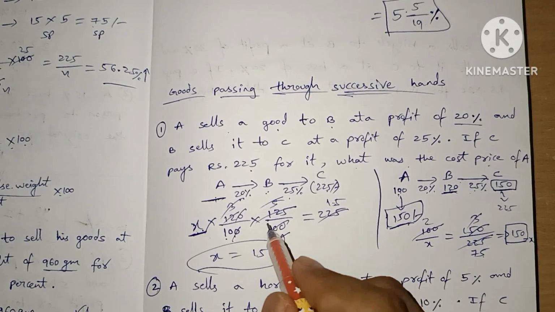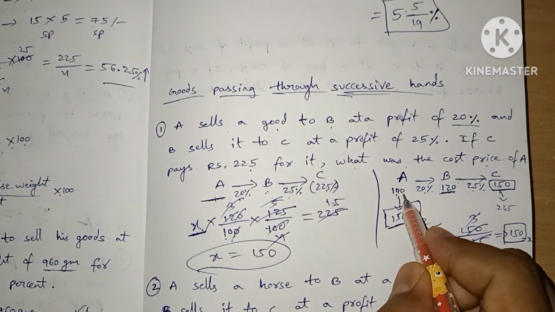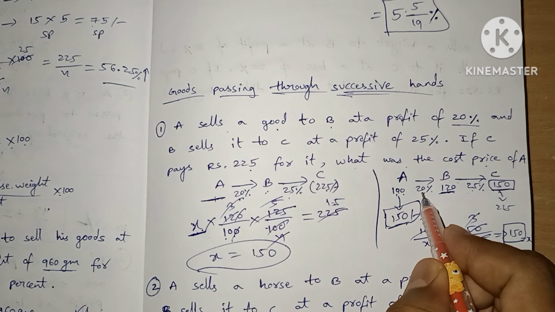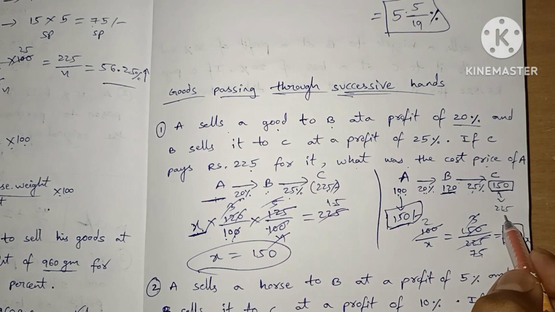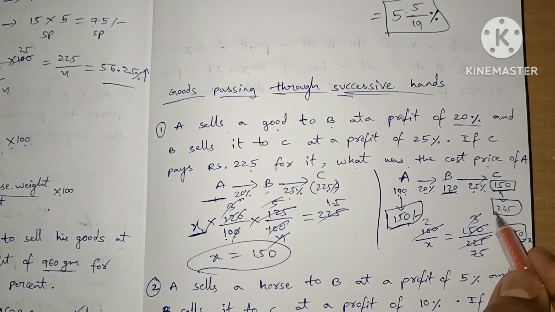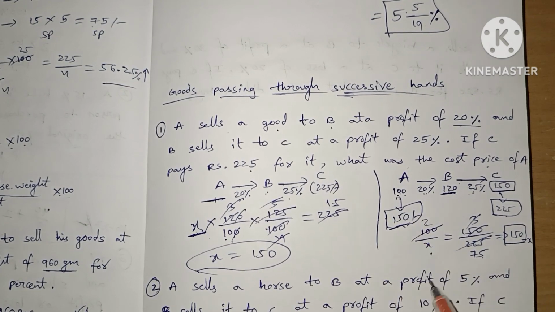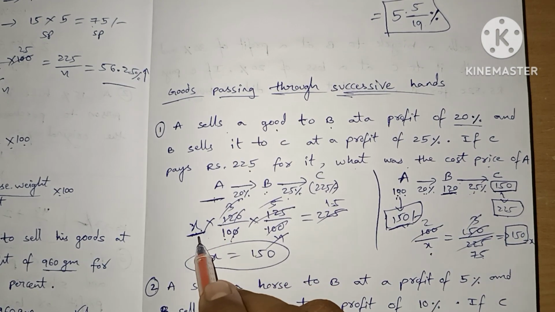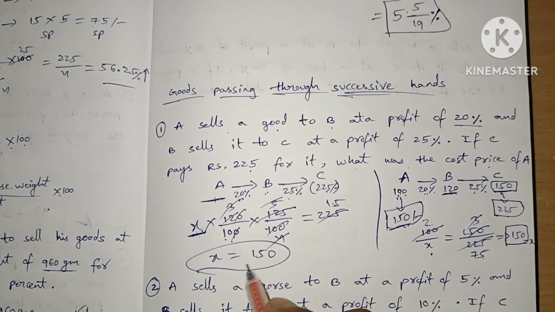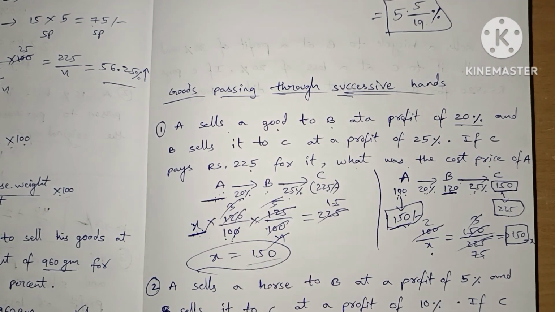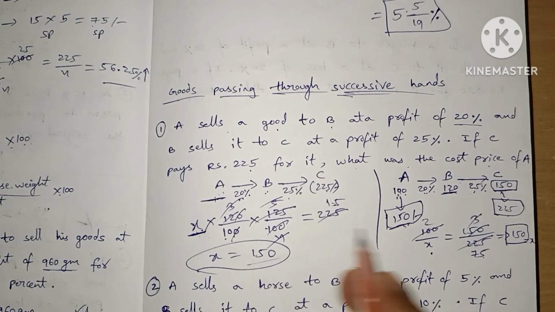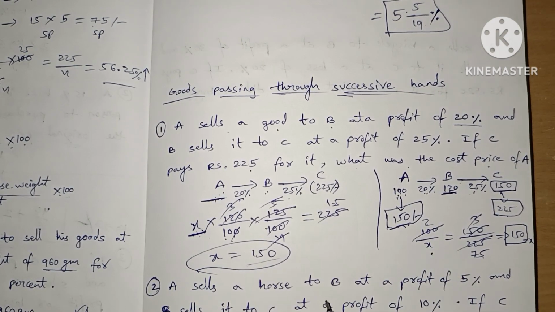So we have two methods. Either we assume the cost price of A is 100, add the percentages of profits and calculate to the value given, and we get the value of the cost price, or else we can directly do this successive method and get the cost price of A. So I prefer both the cases. Learning of both the cases is useful for some concepts.